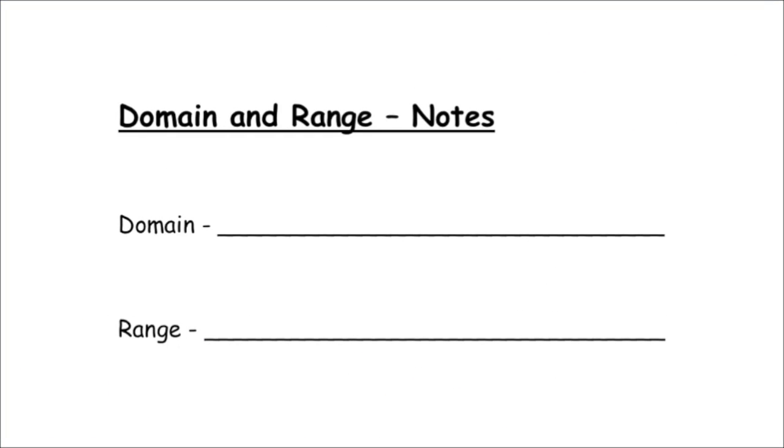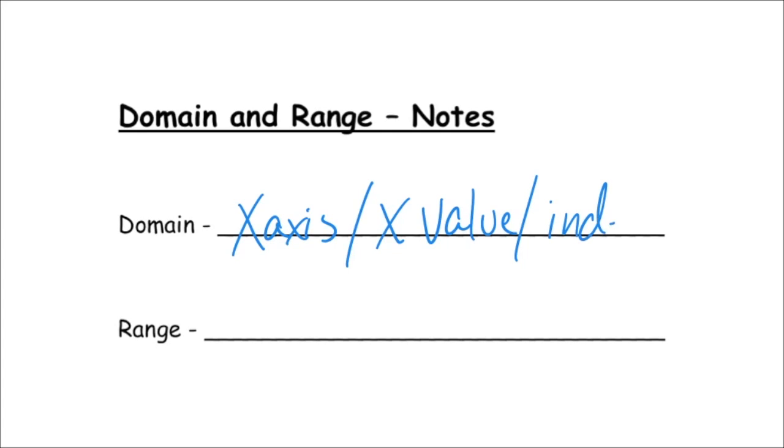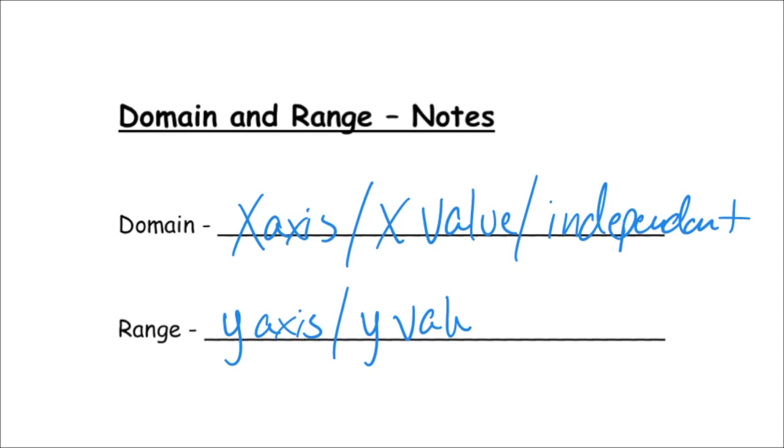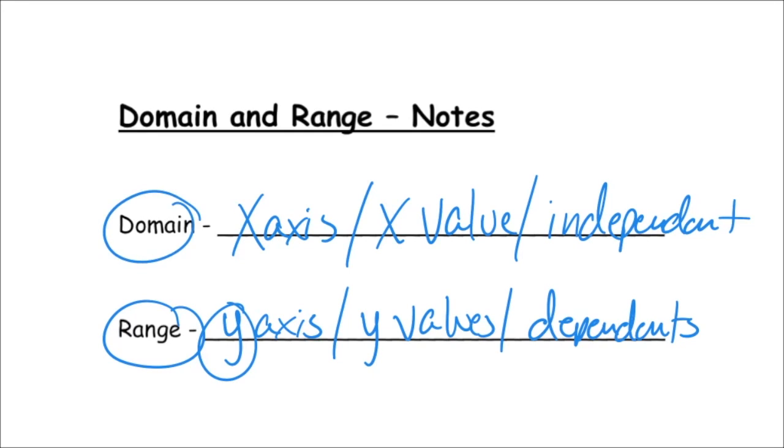All right, we'll start with the definition of the two words, domain and range. Domain, most of us realize, is the x-axis, the x values, or the independent values. Range would be the y-axis, the y values, or the dependents. So just remember, range is y, domain is x.